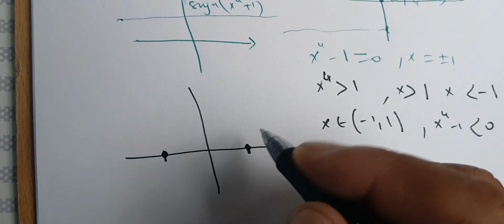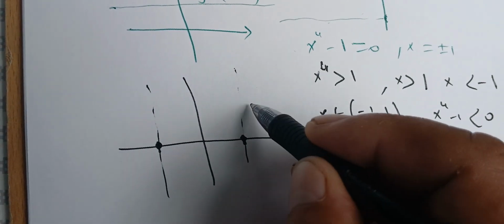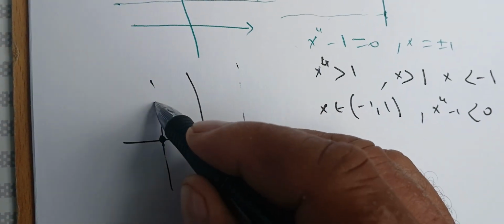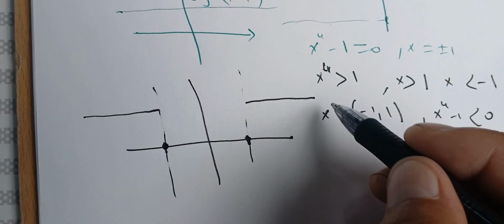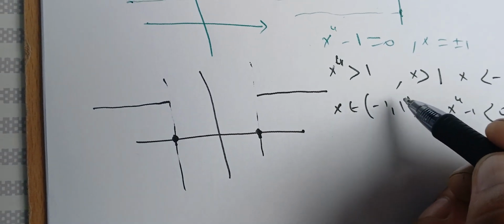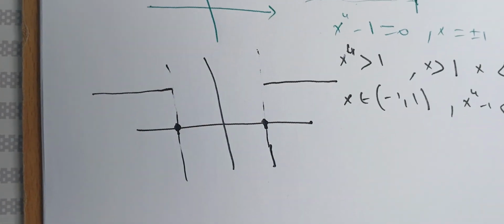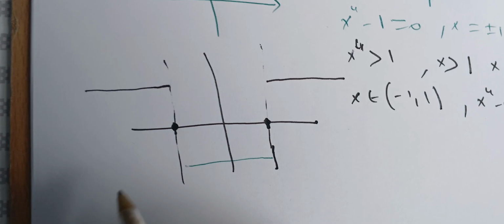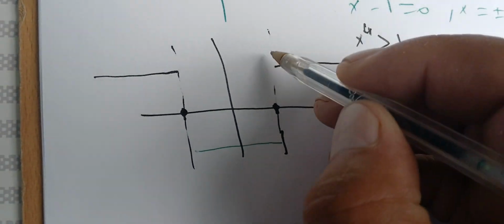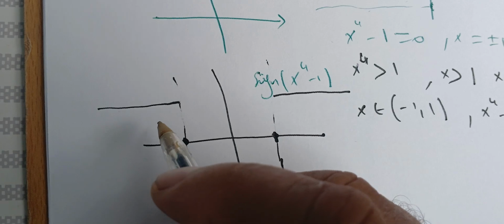When x is bigger than 1 or less than minus 1, the function is positive. That means we give it 1. When x is between minus 1 and 1, the function is negative. That means we give it minus 1. Okay, so this is the signum for the function x to the power 4 minus 1.